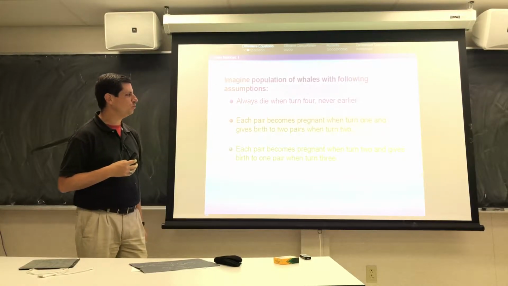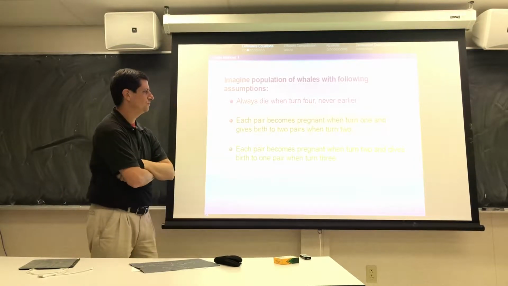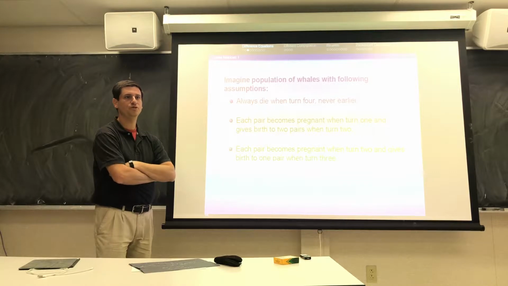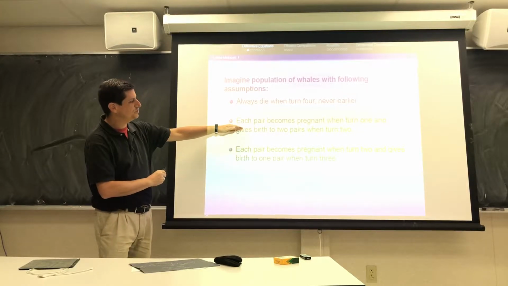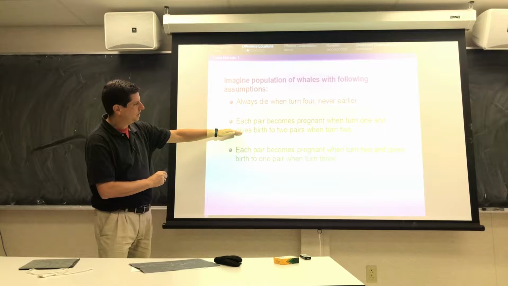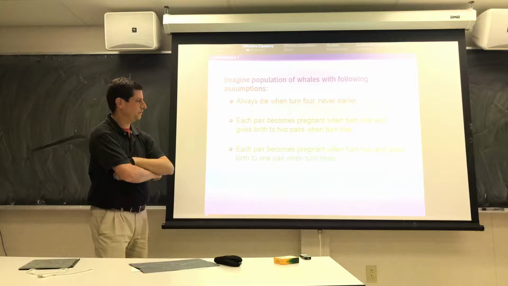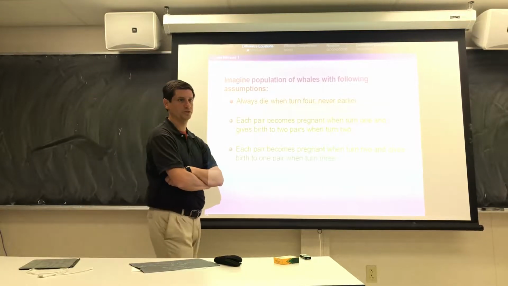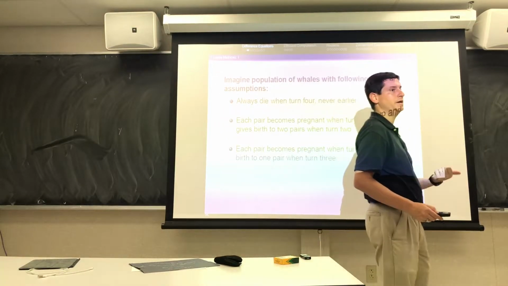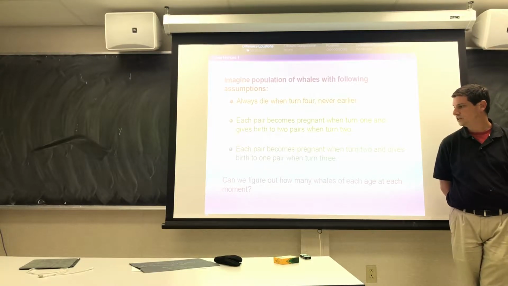I will assume that each pair of whales become pregnant when they turn 1 and give birth to 2 pairs when they turn 2. So you get 1 child or 1 pair of children when you're 1, 2 pairs of children when you're 2, and you always do that. Oh, I'm sorry, you give birth to 2 when you are 2, and you give birth to 1 when you turn 3. Okay. So instead of talking about male and female whales, I'm going to just talk about pairs of whales. So if I have 1 whale, that means a real pair. Okay? And so now, can we figure out how many whales there are of each age?